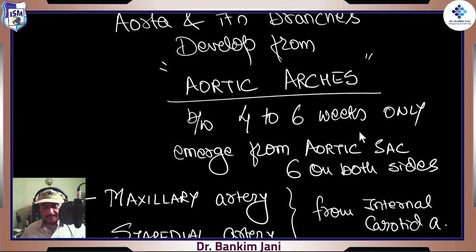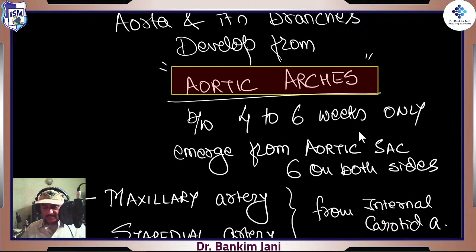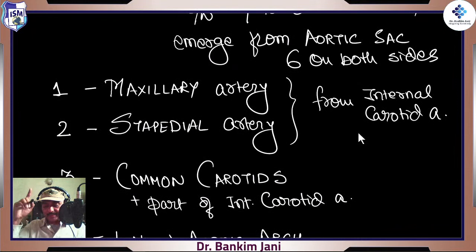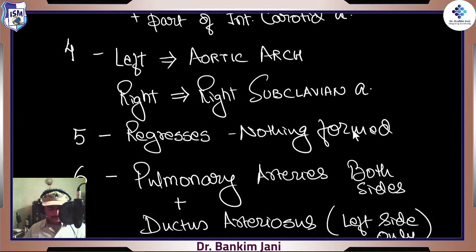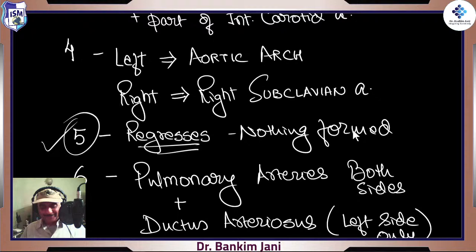Now see, in a nutshell, there are the aorta and its branches. They develop from the aortic arches, right? From there the aorta and its branches develop by 4 to 6 weeks only, and they emerge from the aortic sac. Yes, we remember the aortic sac, right? That was our outflow. And there are these arches, 6 on both sides. Now I'll take the most difficult one first. It is number 5, because number 5 regresses, it is not making anything, so easy, right? So now our load is decreased.